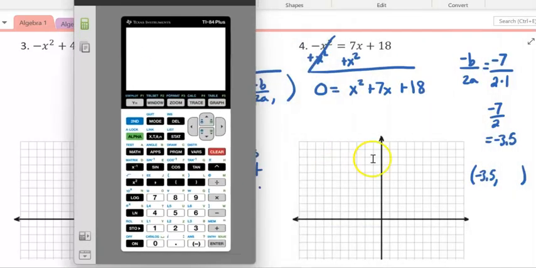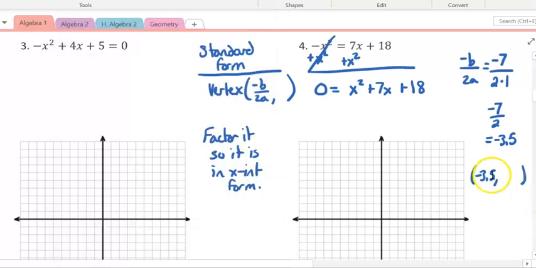All right, so what I'm going to be doing is I'm plugging it back into this equation, x squared plus 7x plus 18. Make sure that when you do it, you use parentheses anytime you're plugging something back in. So I'm plugging in negative 3.5 squared because it's x squared. And I'm going to do plus, and then it's 7 times x is negative 3.5, and then plus 18. So that's 5.75.